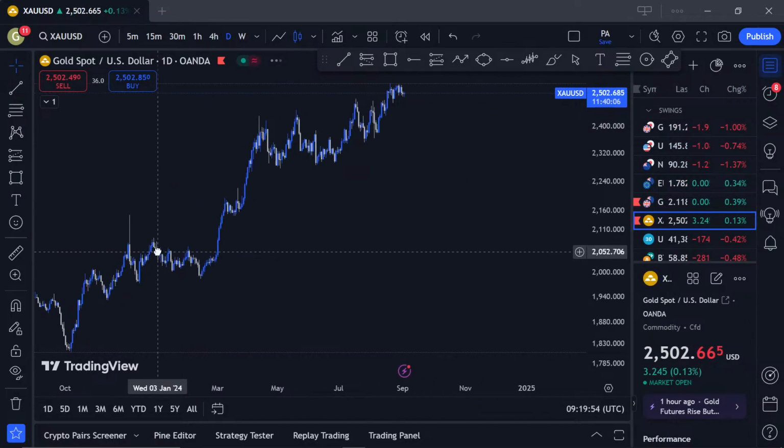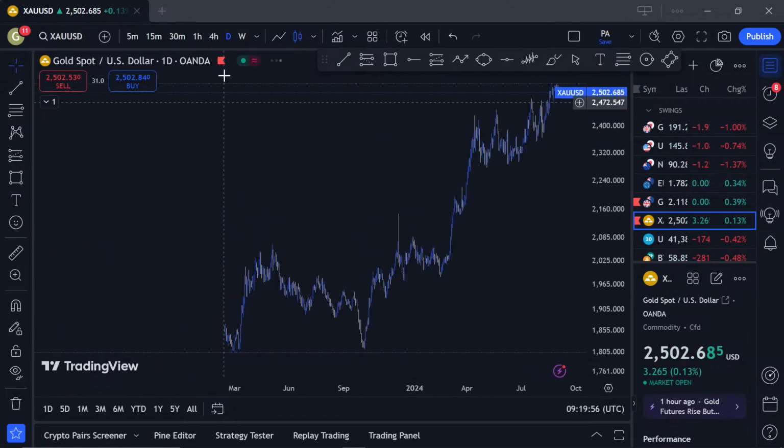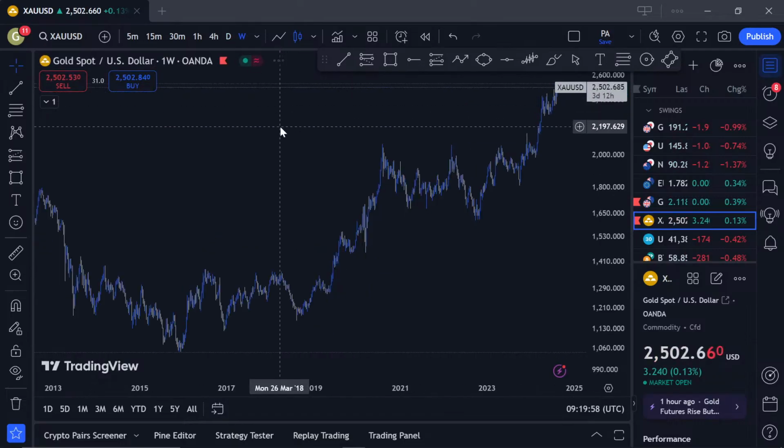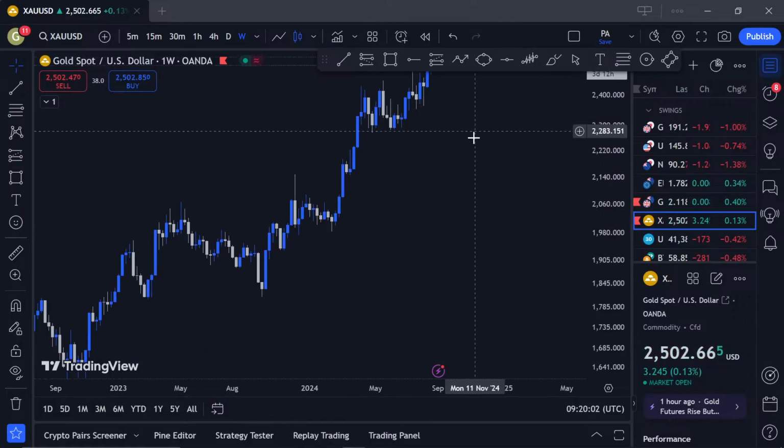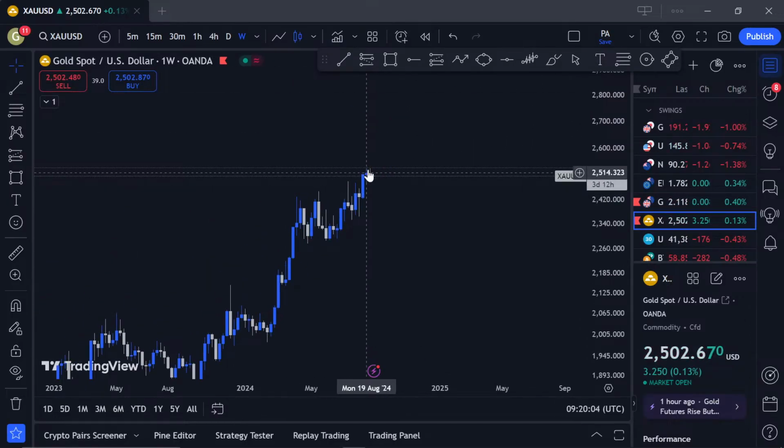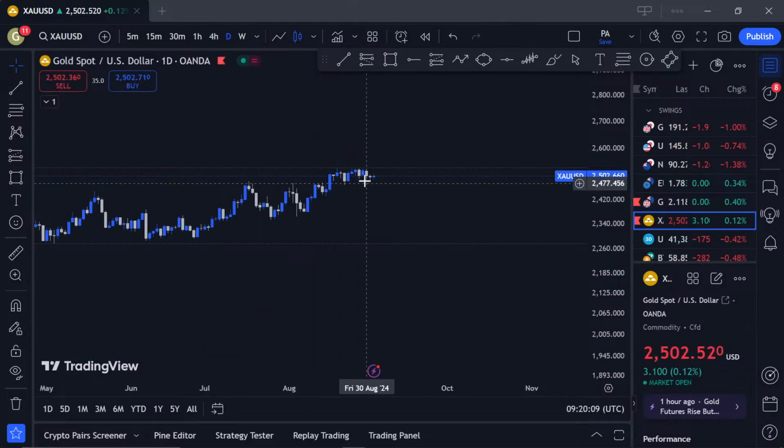On the daily time frame, gold is on a serious uptrend. Let me just go over to the weekly. You can see gold is on a serious uptrend, but then for the past week, it gave us a bearish close. And then let's go to the daily also. You can see for the past few days, it has been giving us this bearish vibe.